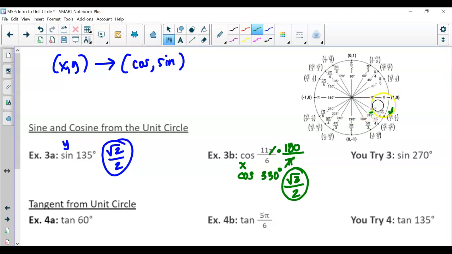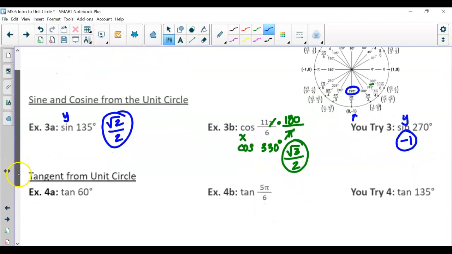And here we go. So you're looking for sine. So sine is the y coordinate. So looking for 270, which is here. What is the y coordinate? Negative 1. That is sine of 270 degrees.